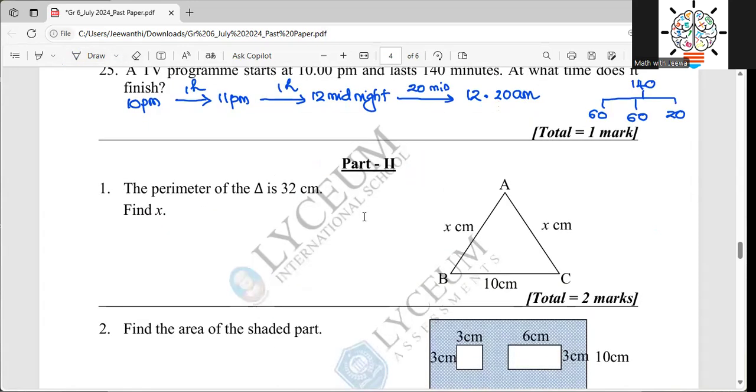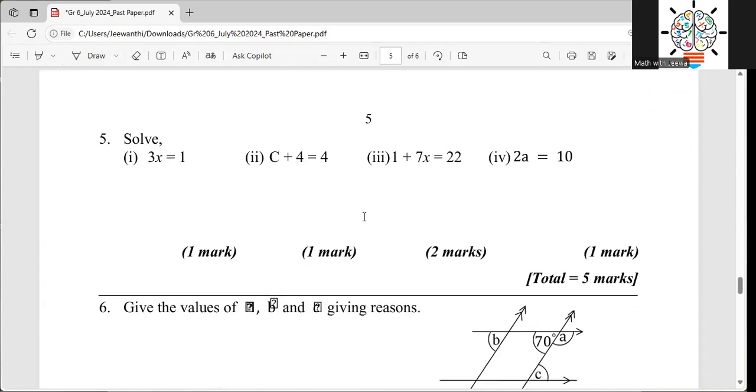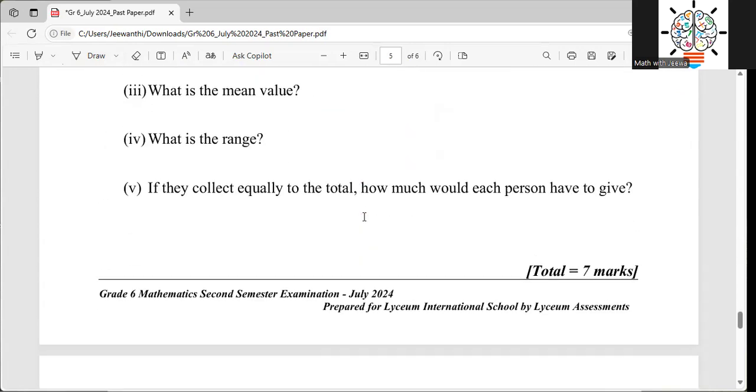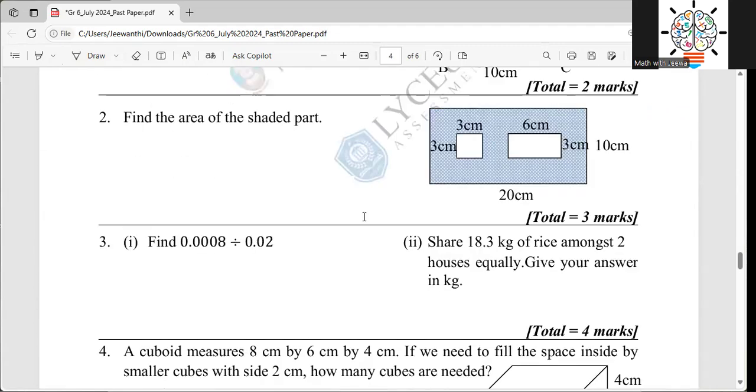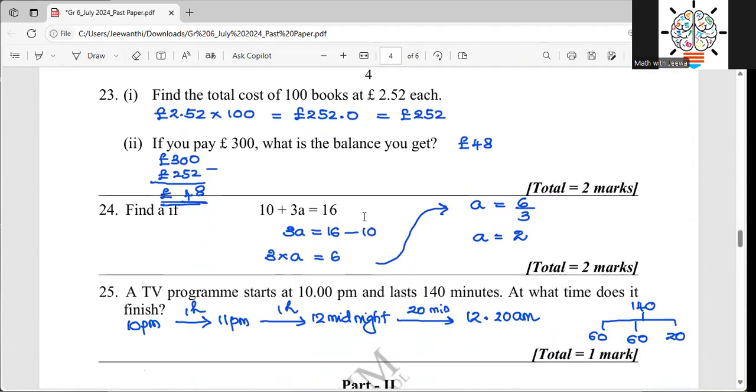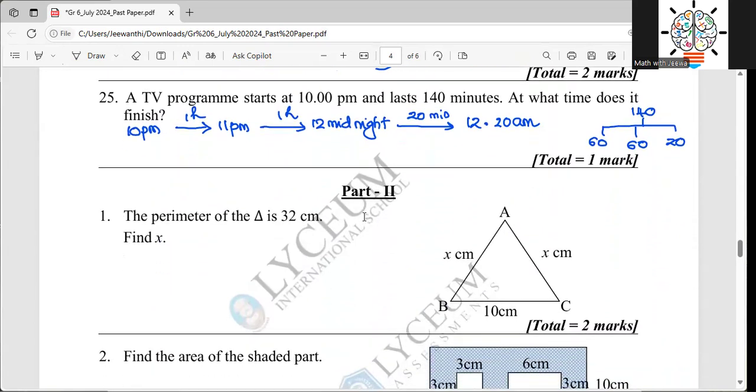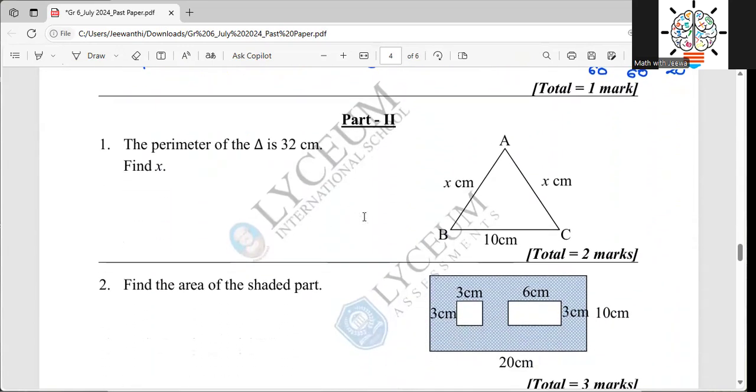So then in part 2, how many questions do we have? Earlier we checked it. We have 10 questions, but I don't think I can discuss all the 10 questions in this video because it will be very long if I discuss everything. Therefore, I'll discuss a few questions from part 2, right? Few questions from part 2. So then we have spent like 10 to 20 minutes.